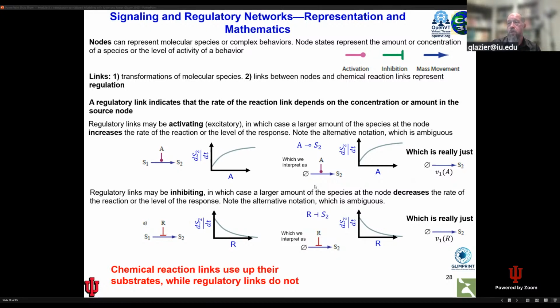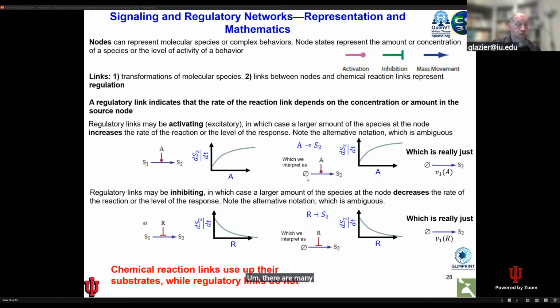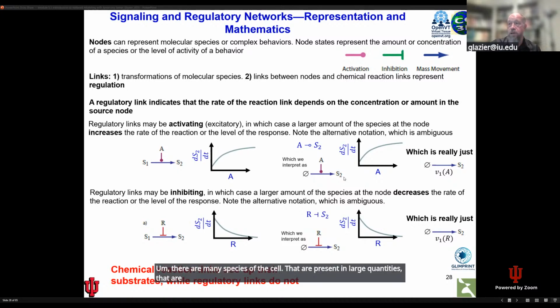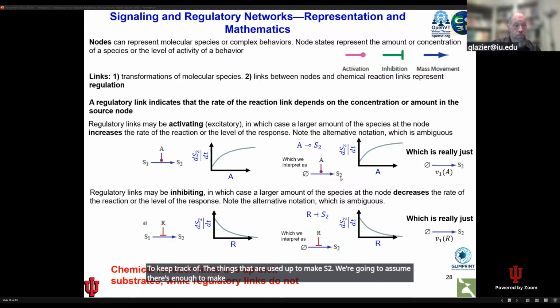The empty symbol is a question. What does this empty symbol mean? In many cases, especially in signaling networks, but also gene regulatory networks, there are many species of the cell that are present in large quantities that are used to manufacture S2. In this case, the empty symbol means we are not going to do the bookkeeping to keep track of the things that are used up to make S2. We're going to assume there's enough to make S2.